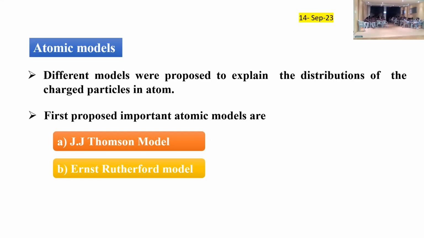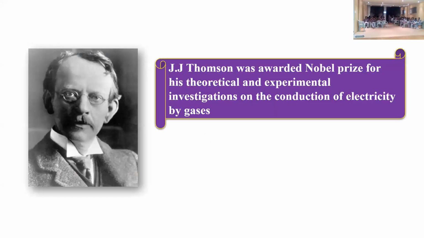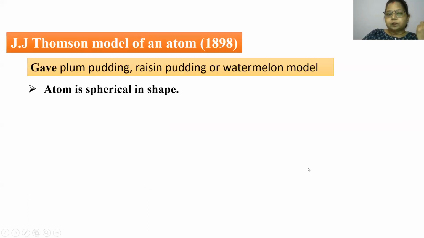The electrons are equally distributed over the atom, and the remaining space is the positive sphere. Correct. What's your name? Ivana. Okay, good. See, it was J.J. Thomson, and he received the Nobel Prize for it.